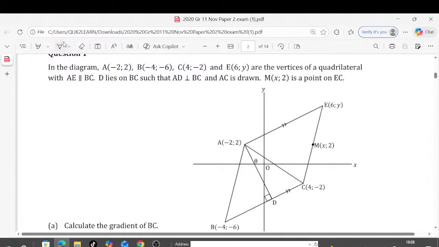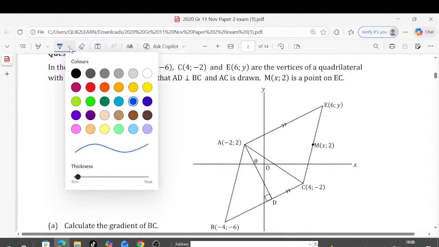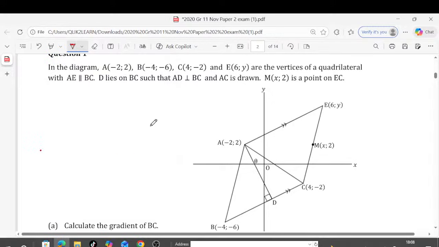Now we can start with the lesson. Look at this. This is my first question. I need to answer this question, and let's see what we have here. They say to calculate the gradient of BC. I'll just go straight to the question and work on this, so that we can start working. So now look at this. They want the gradient of BC.